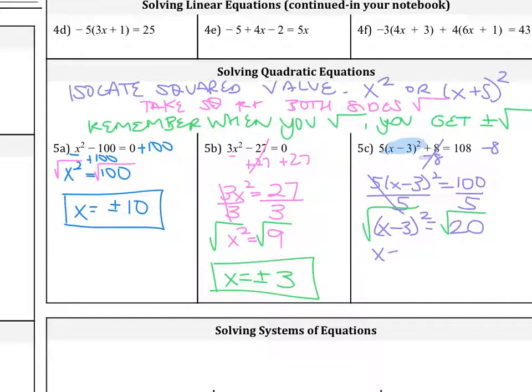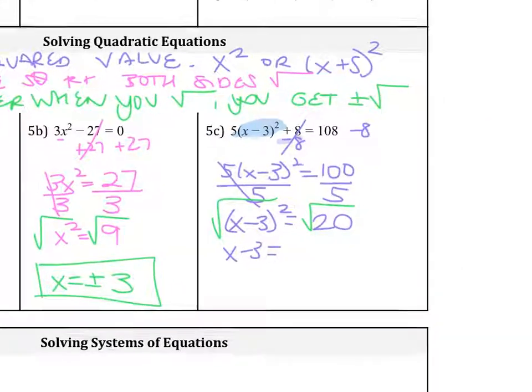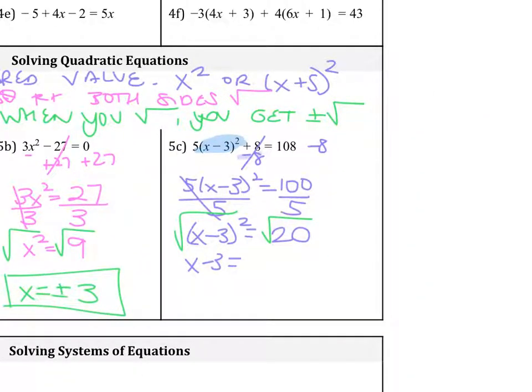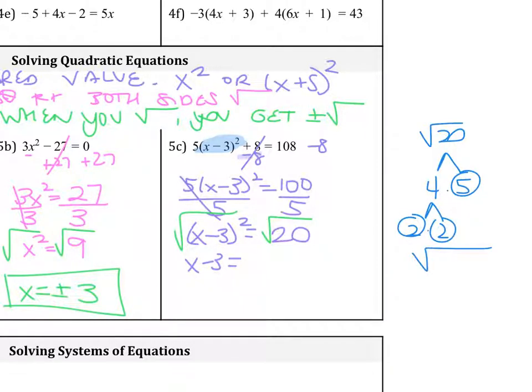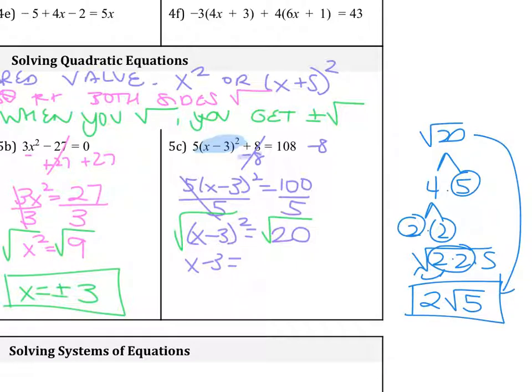And now we have x minus 3 equals the square root of 20. Let me do a little bit of work over here. Remember, we can simplify the square root of 20. It's not perfect, but it's 4 times 5. 5 is prime, and 4 is 2 times 2. When you have this broken down, you circle the pairs, and that comes outside. The 5 stays inside because it doesn't have anyone to match up with. So the square root of 20 is 2 root 5. Remember, this is plus and minus 2 root 5.